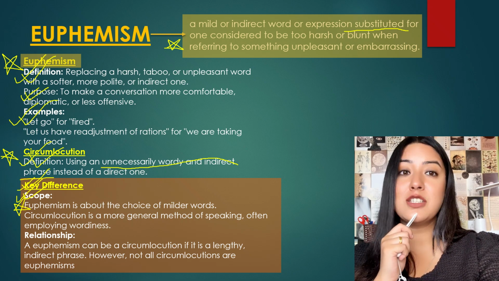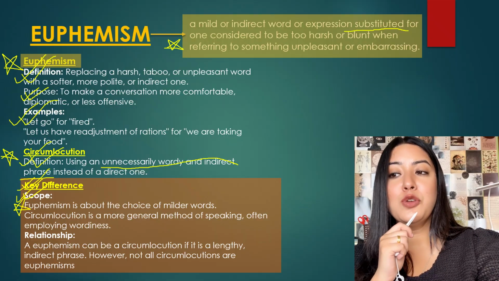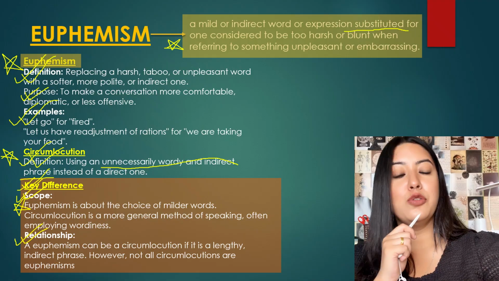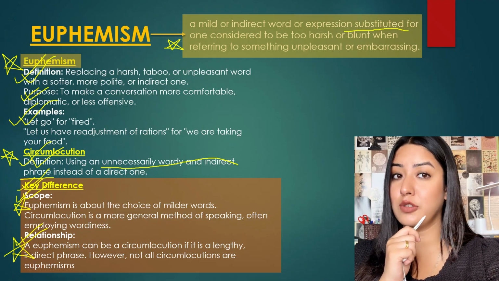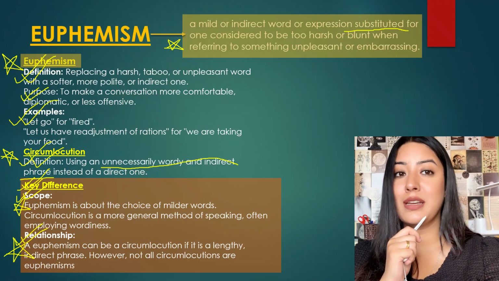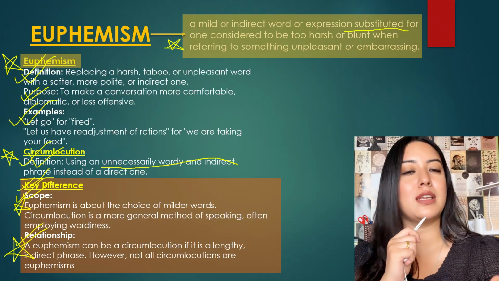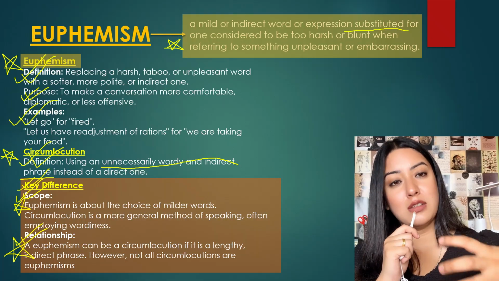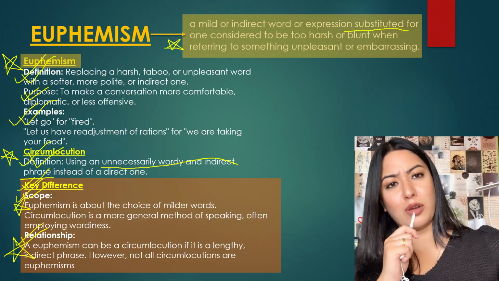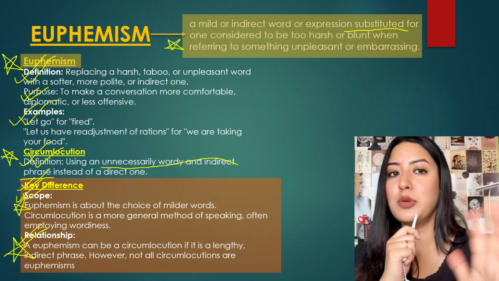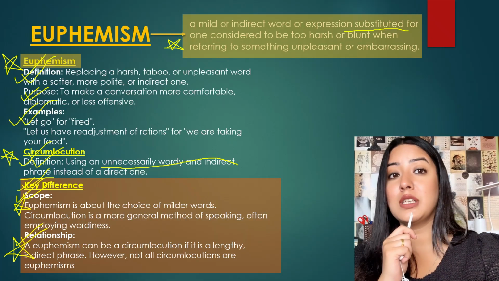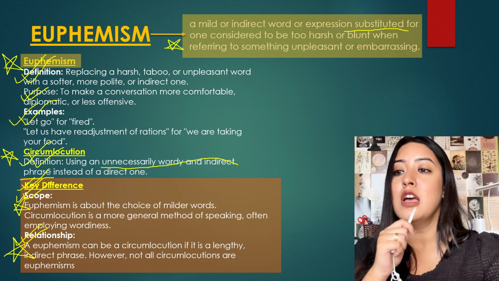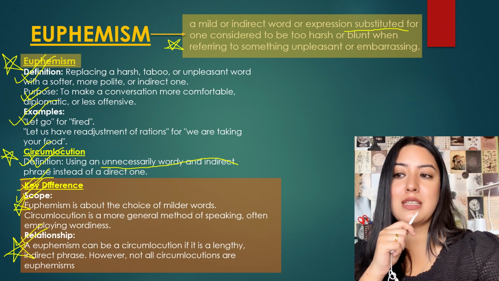So you have the relationship between the two. A euphemism can be a circumlocution if it is a lengthy indirect phrase. Euphemism can be circumlocution, but all circumlocution is not euphemism, because circumlocution can be anything. Euphemism is indirect, right? It's to avoid offense. So a euphemism can be circumlocution if it's lengthened, more and more you're talking about the thing, you're just indirectly beating about the bush. It can be circumlocution, but circumlocution cannot be euphemism all the time, because circumlocution can be anything. Euphemism is avoiding offense. So however, not all circumlocutions are euphemisms.